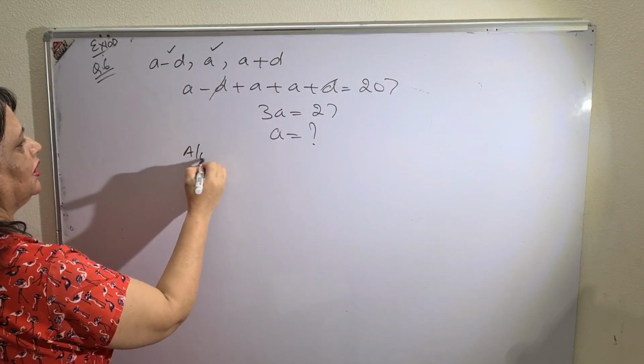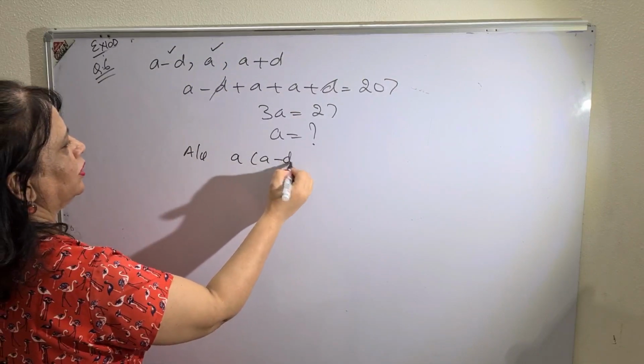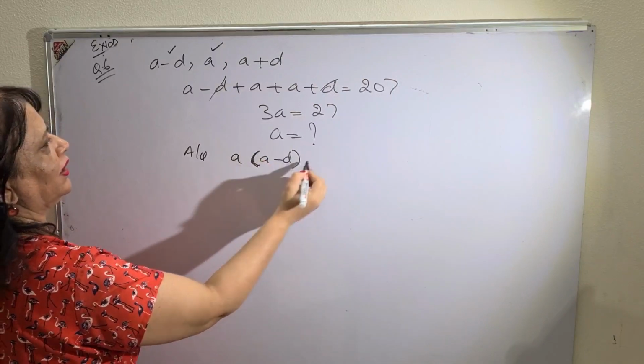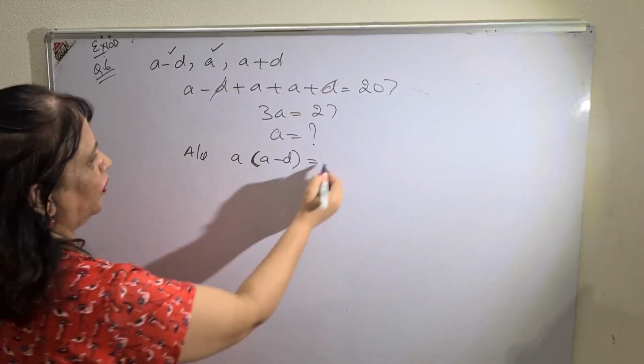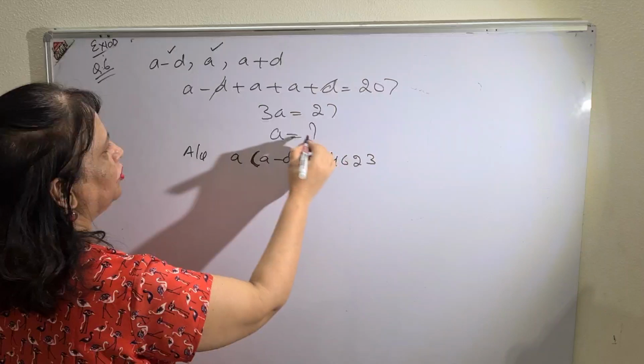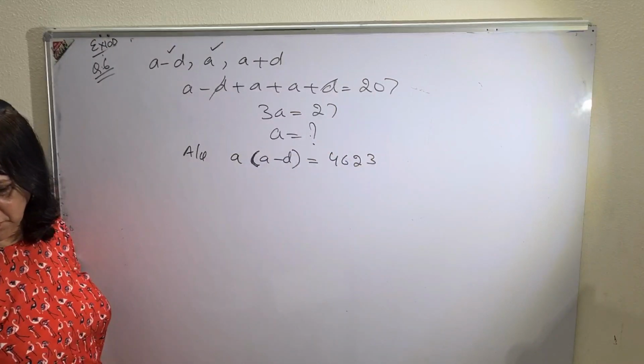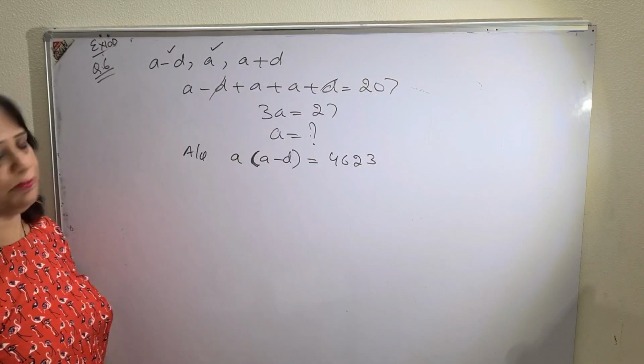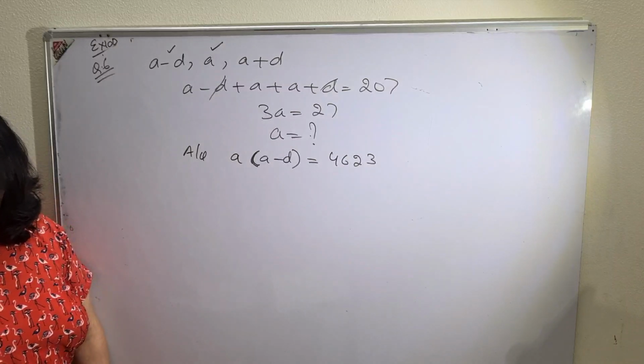So according to the question, a into (a minus d). Don't forget to put a minus d in the bracket. Is equal to 4623. Now you have got a from the first part. Whatever answer you get from the first part, a, that you put in the second.